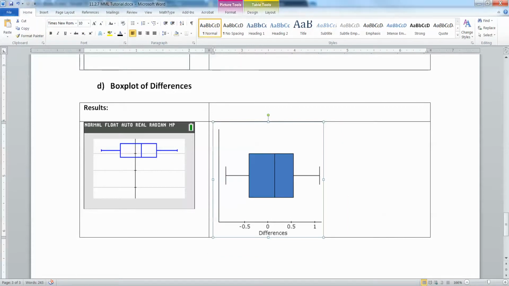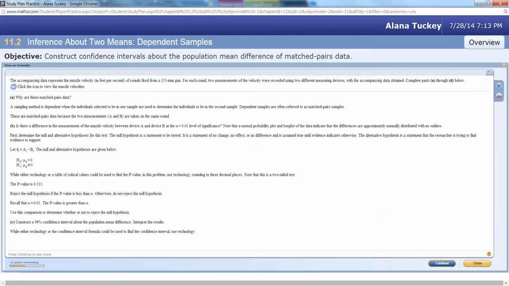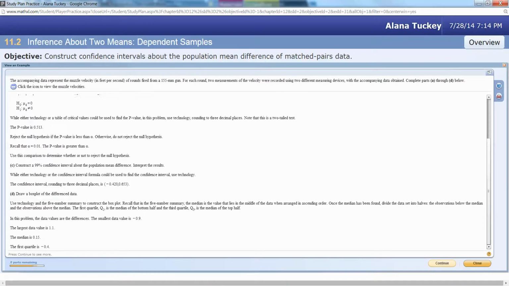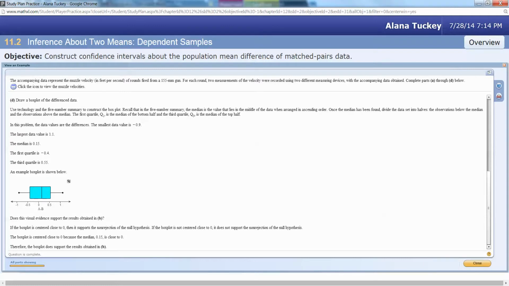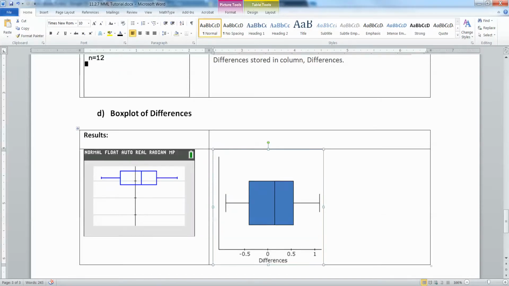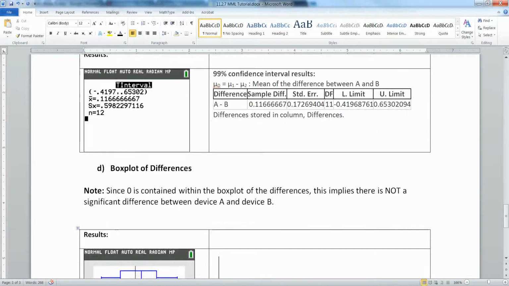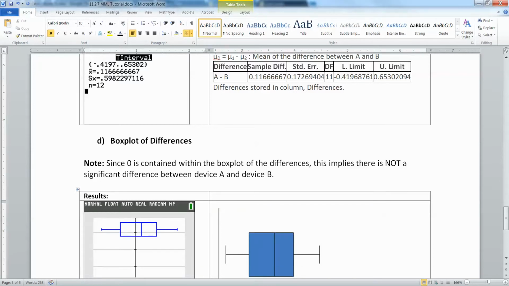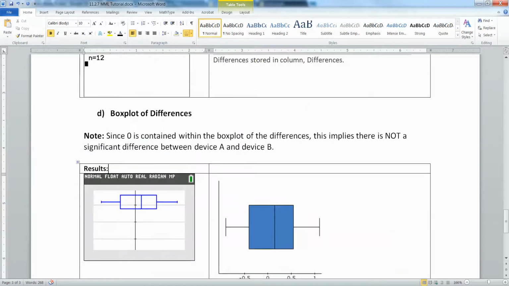Lovely. All right, let's see what they want from this. So construct a box plot, we did that. And then we did that. It matches basically what we already thought, which is notice in the box plot how 0 is right in the middle of things, right? 0 is this line right here. Since 0 is part of this box plot, that implies there's not a significant difference. Let me type that up. There we go. Since 0 is contained within the box plot of the differences, that implies that there's not a significant difference here. Again, significant difference would be that they're not equal to each other. If 0 is not in there, that's significant. Since 0 is in there, that's not a big deal.